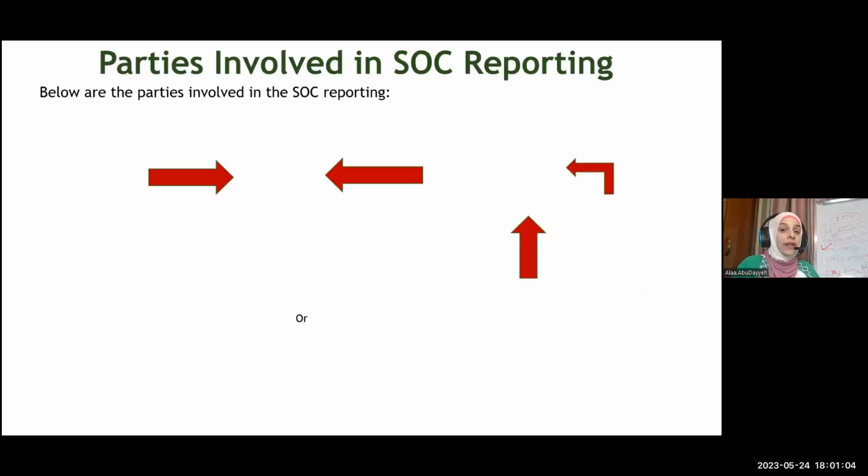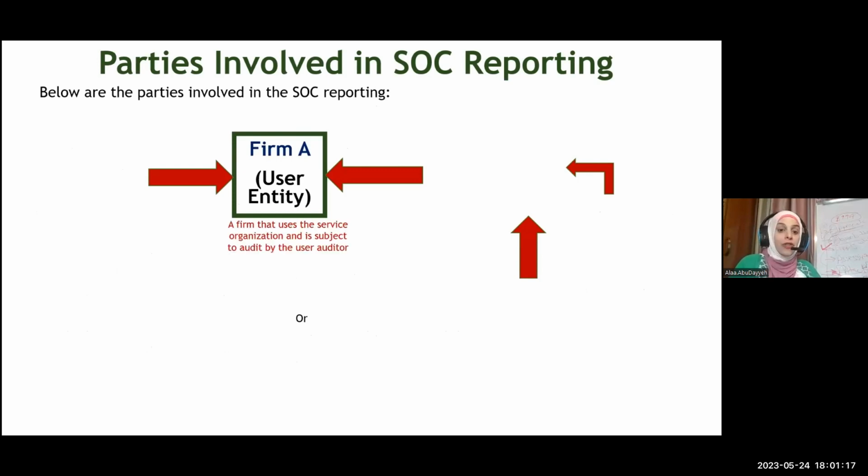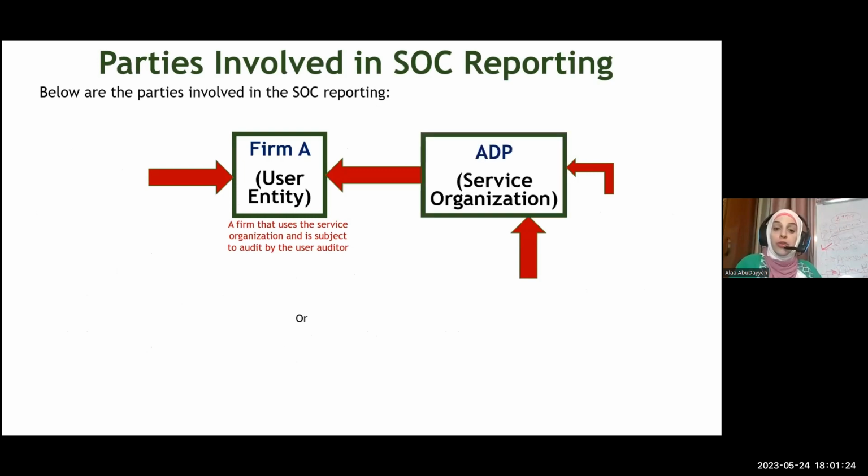Now let's talk a little bit about the parties who are involved in the SOC reports and how it works, because here we have more than one party. So we have first firm A, which is the user entity. And the user entity is the firm that uses the service organization and is subject to audit by the user auditor. Any firm can be a user entity, it can be a university, a hospital, any firm that is using a service organization.